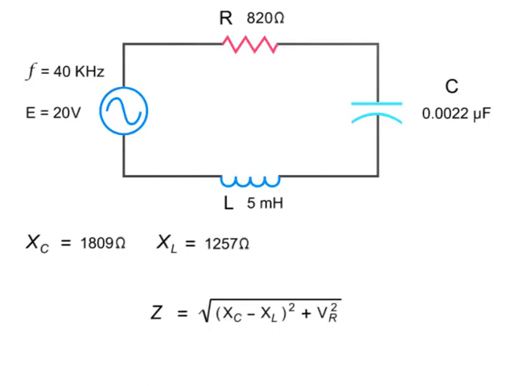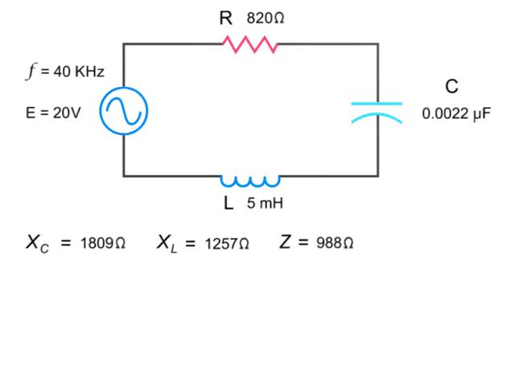To calculate the total impedance of the circuit, take the square root of the capacitive reactance minus the inductive reactance, squared. Add to this the resistance of the resistor squared. Thus, taking the square root of (1,809 ohms minus 1,257 ohms) squared plus 820 ohms squared gives you 988 ohms.